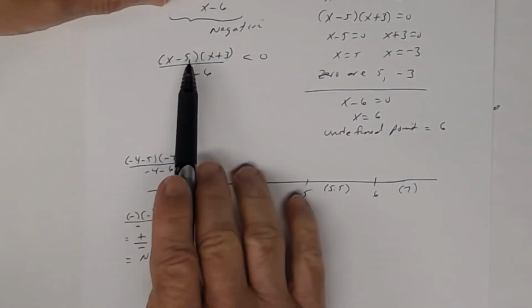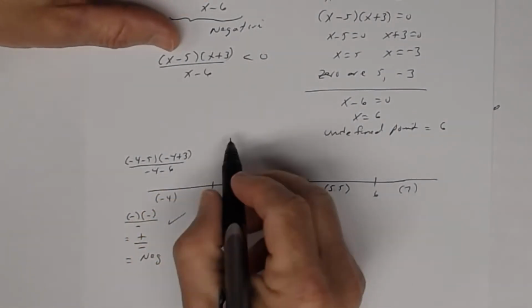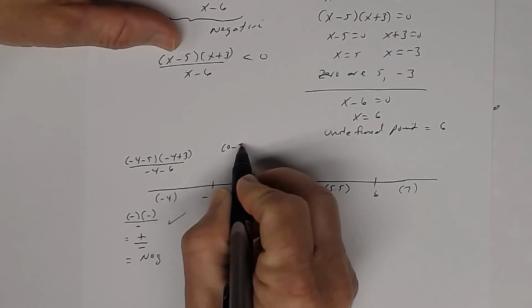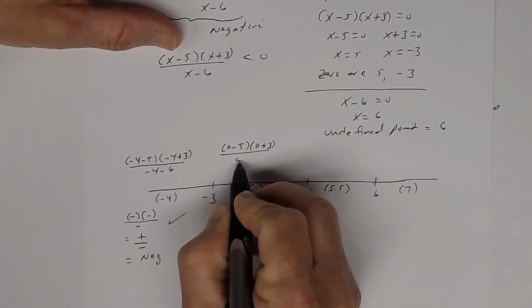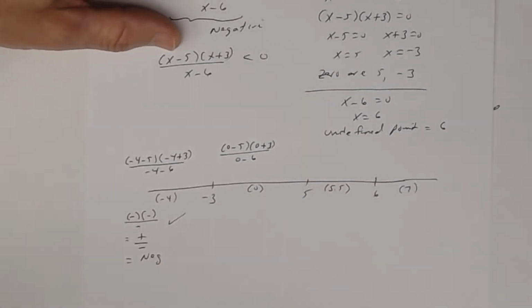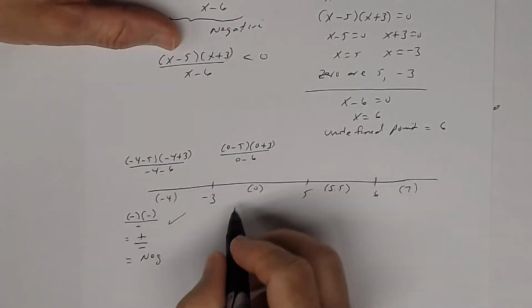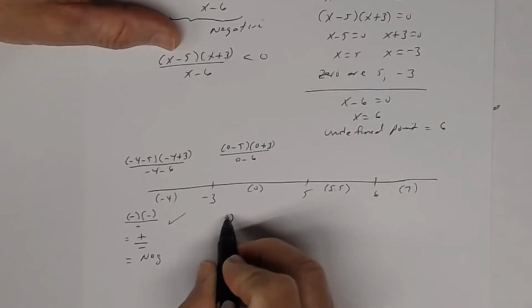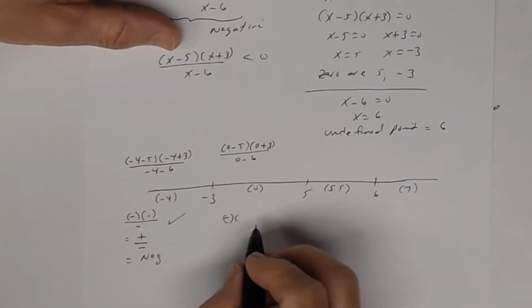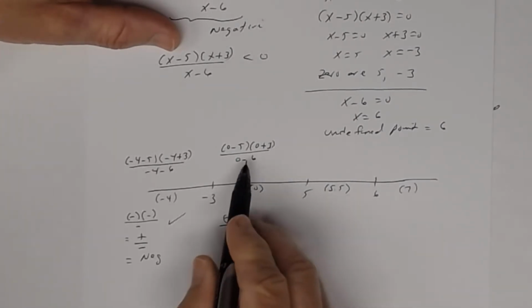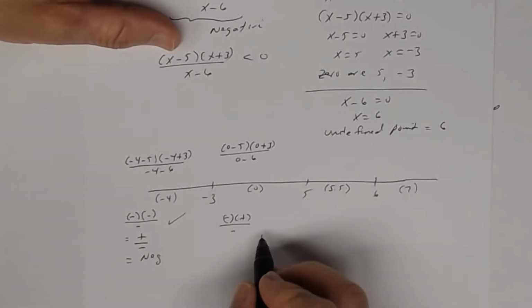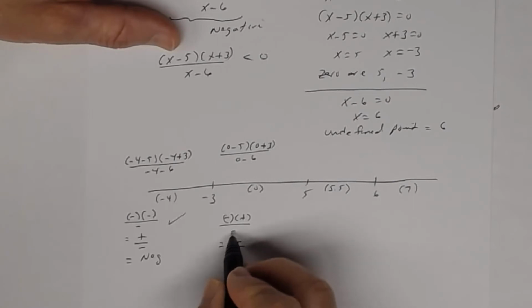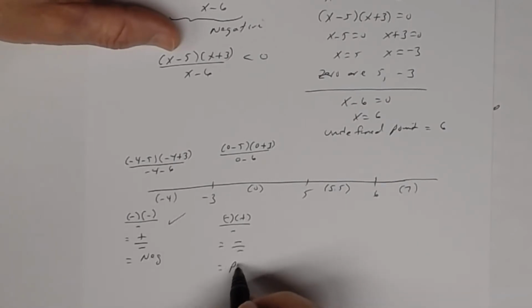So we do the same thing. Wherever we see the variable x, I'm going to substitute 0. So I get 0 minus 5, 0 plus 3, divided by 0 minus 6. All right? 0 minus 5 is negative. I'm going to put that down here. Negative. 0 plus 3 is a positive 3, so that's positive, divided by 0 minus 6 is negative. So a negative times a positive is a negative, and a negative divided by negative is a positive.